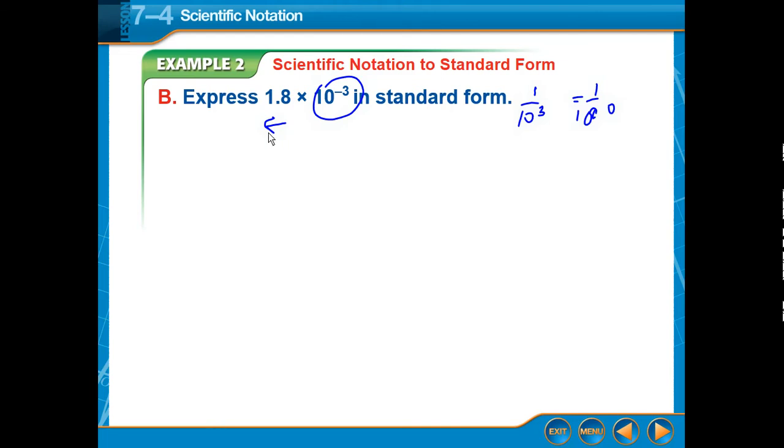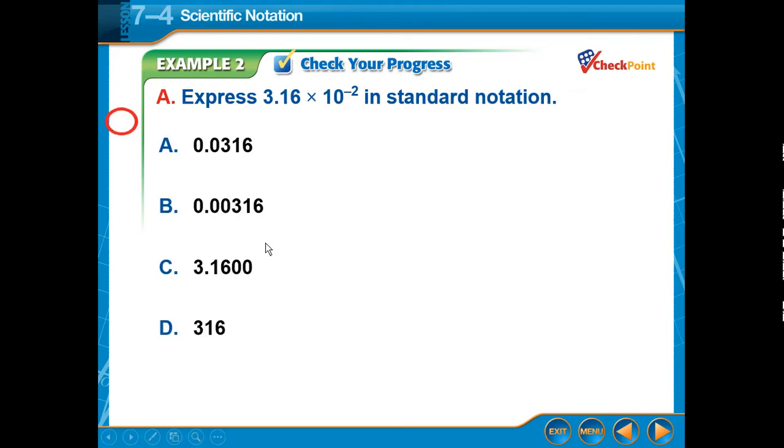So if I have 1.8, I want to move my decimal place 3 times. So 1, 2, 3. My decimal place is now here, and again, I want to fill in any of the loops with a 0. So now my number is 0.0018. And that's it. Okay, try it yourself.